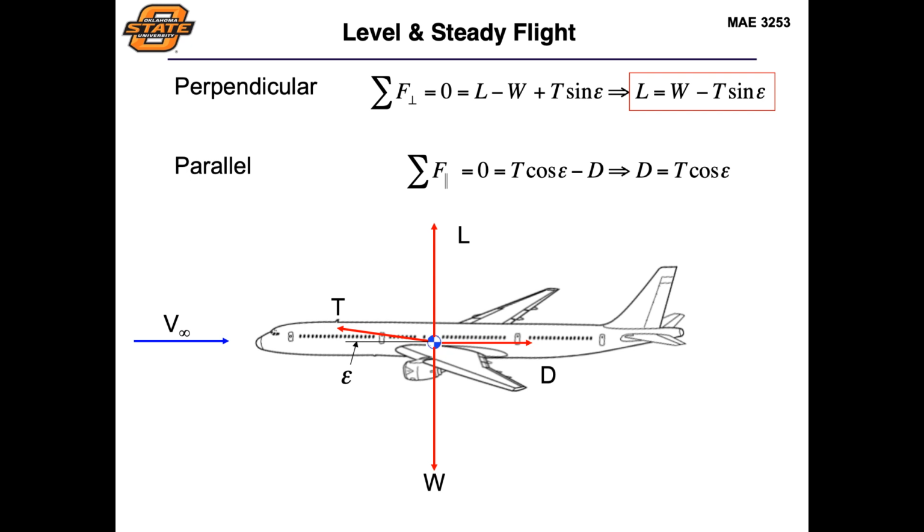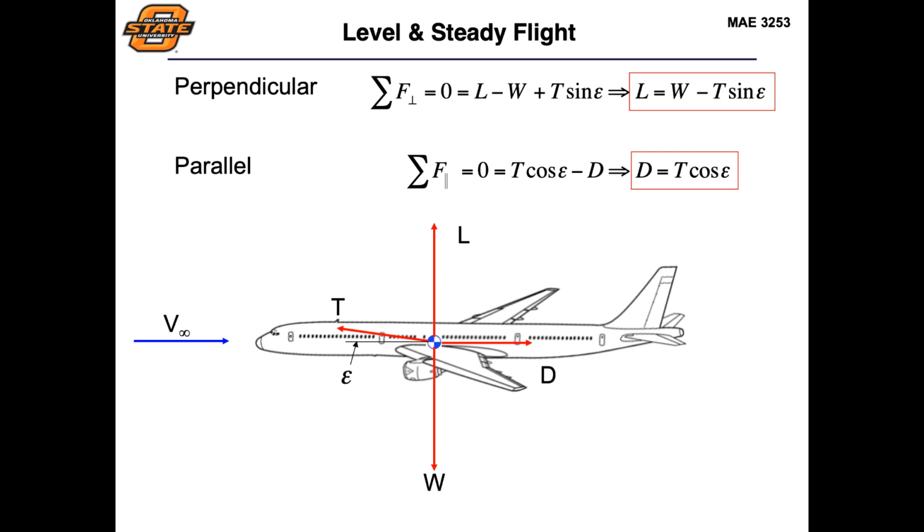Likewise, for the forces parallel to the direction of flight of your aircraft, again, those are also going to be equal to 0. Then we have T cosine of that angle minus the drag of the aircraft. So thus you have drag is equal to thrust times the cosine of your thrust line. Those are our basic equations that we have in level and steady flight. That's it. That's as hard as it gets.